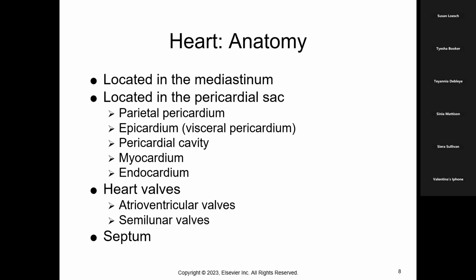Semilunar valves are your aortic and your pulmonary valves. These are located wherever the vessel exits to the area it's going to. So the aortic valve is going to be near where the aortic vessel exits the heart. Same thing for the pulmonary valve. It's going to be where the pulmonary vein exits the heart. That's where the valve is located.